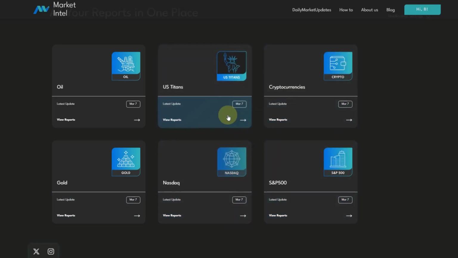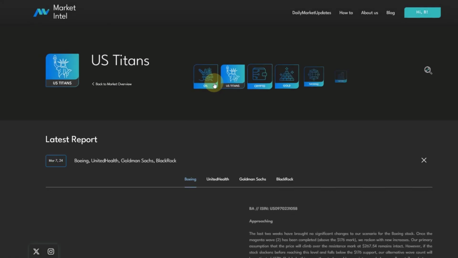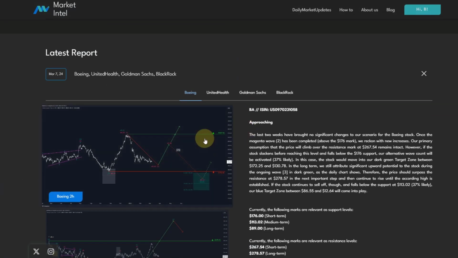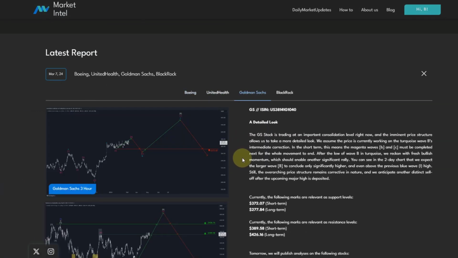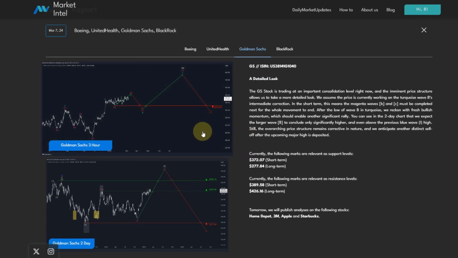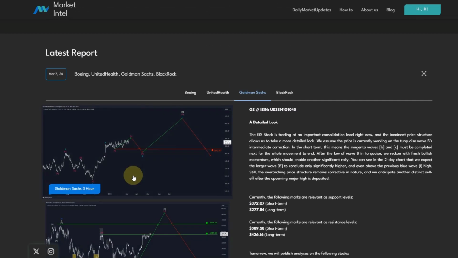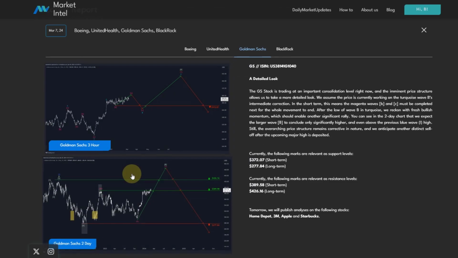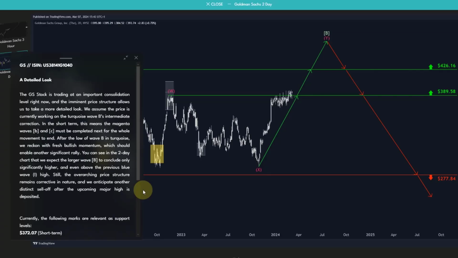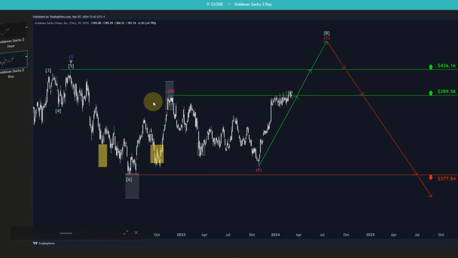We are going to take a look at Goldman Sachs today. So we click on our stocks list and then select Goldman Sachs. And here we start on a 2-day chart. Then I will tell you about the 3-hour time frame, but it's always useful to start on the long-term chart.